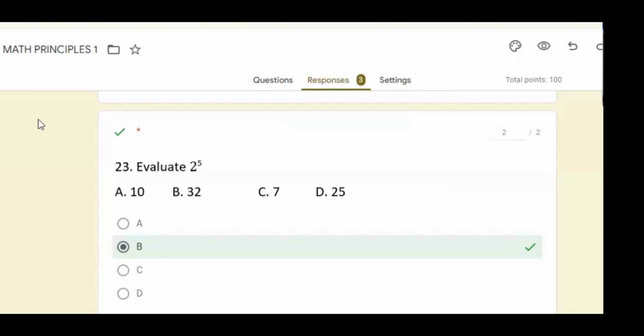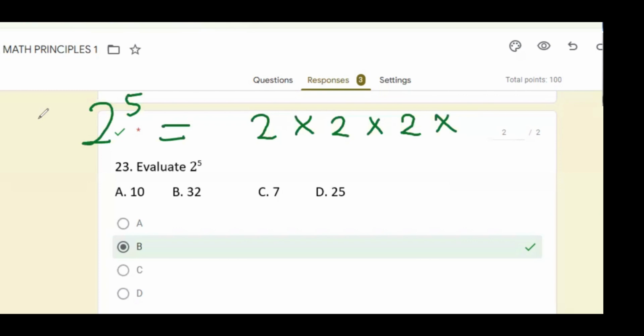You are correct. You have to multiply 2. 2 will multiply itself how many times? 2 times? No, look at the power. We have 2 to the power of 5. Meaning that 2 will multiply itself. How many 2s do we write? 5. Sorry. 1, 2, 3, 4, 5. That's what this one means. 2 will multiply itself 5 times.